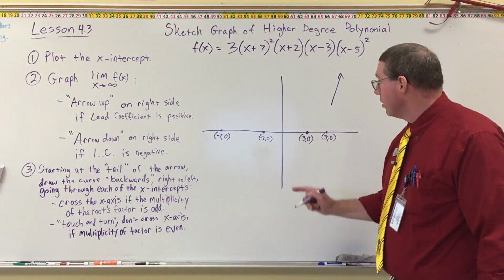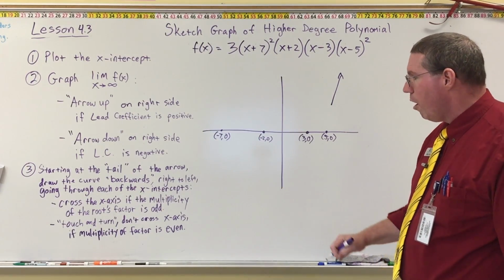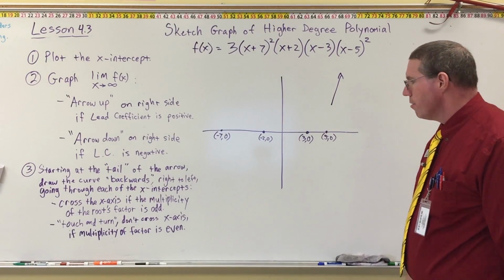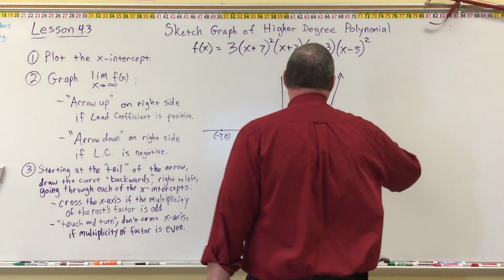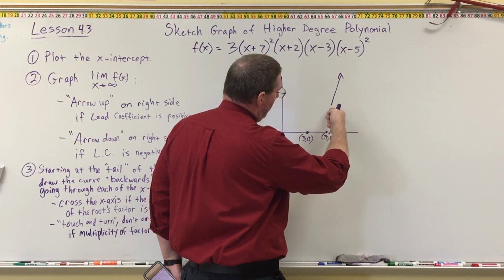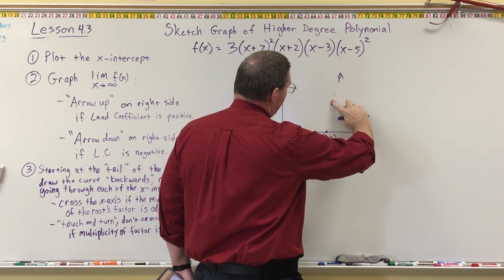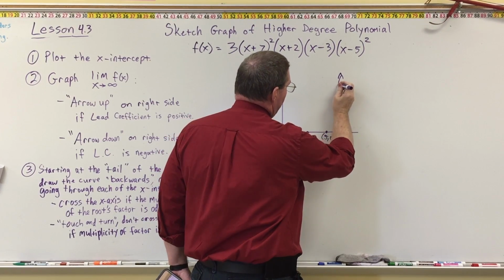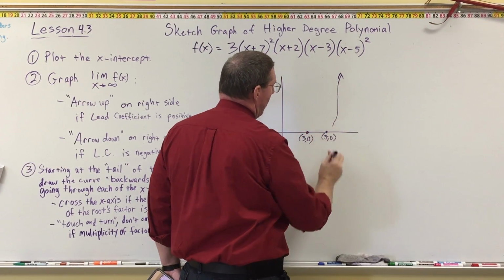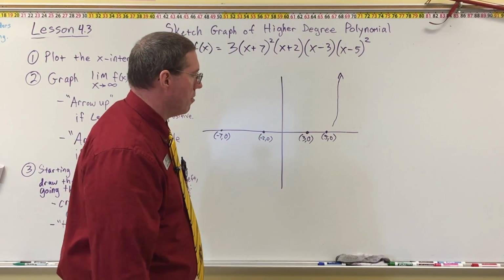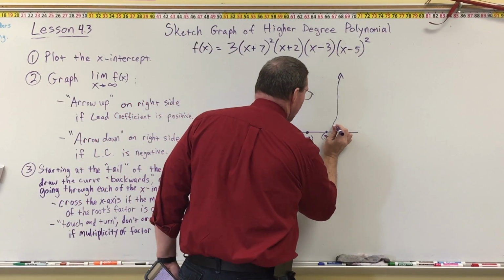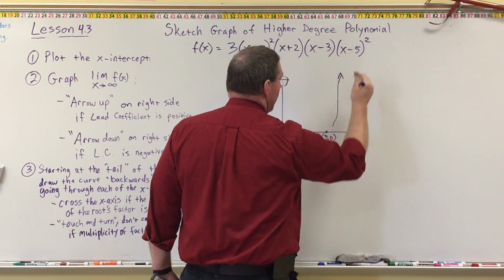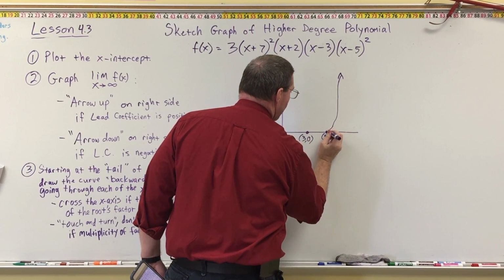Okay, so we're going to touch and turn. Don't cross the x-axis, right? So let's go ahead and do this. My arrow is kind of angling over here, so I'm going to change it a little bit. I'm going to come down. And what am I going to do at 5? Am I going to touch and turn, or am I going to cross? I'm going to touch and turn. Why? Because the multiplicity is even, right? So I'm going to come to this. I'm going to touch and turn.